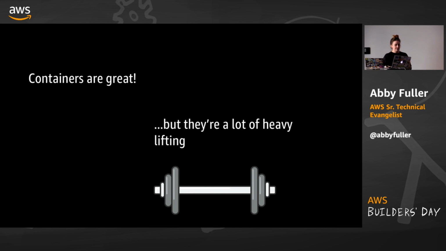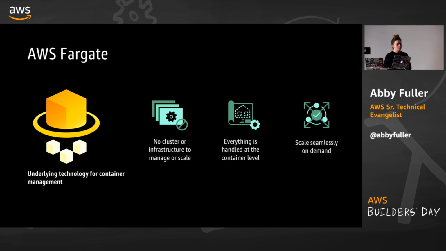So what we were hearing is that partially managed, like ECS or EKS, was great, but it wasn't all the way there. So we built Fargate. So Fargate, underlying technology for container management. So you do not manage the cluster or the infrastructure yourself. You do everything at the container level. So you define it at the container level, and I'll explain what that means. So it just scales seamlessly for you. So takes out another chunk of the managing infrastructure piece, and you just worry about defining your container.